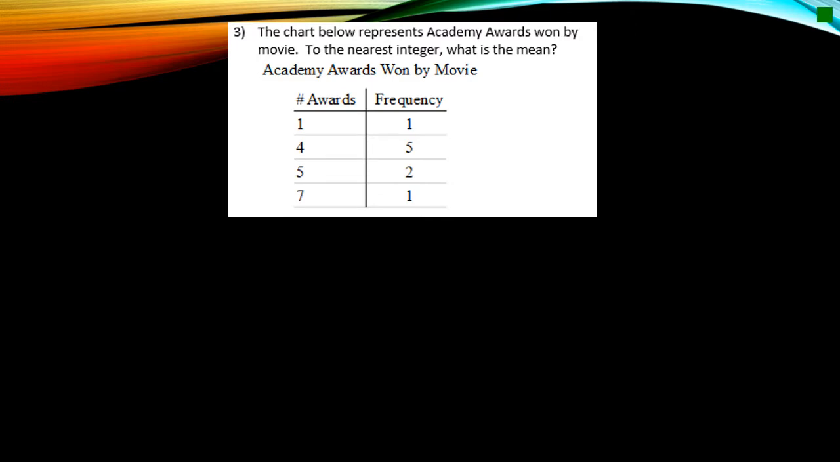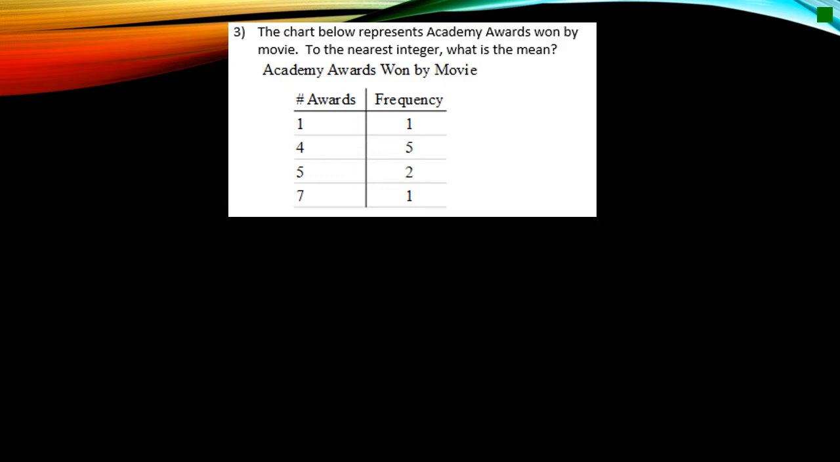There are 2 ways to do this problem. I'm going to do problem 3 the long way, and then I'll do problem 4 using sort of a shortcut. So the long way would be to turn this frequency table into a list. So next to each row in this frequency table, I would write out all the numbers. Remember that the frequency is telling you how many times the number in the first column is written.